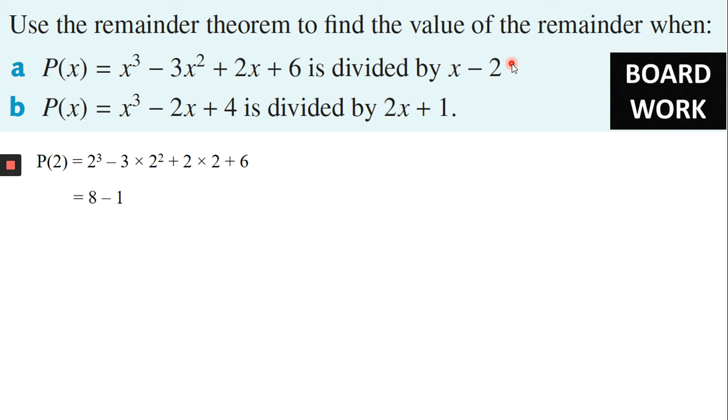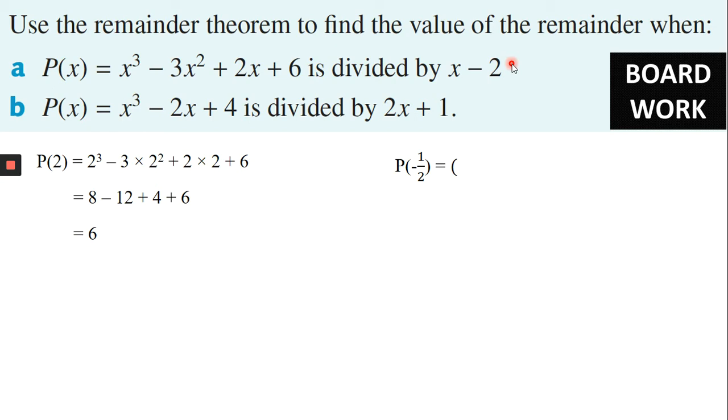2 cubed is 8. 3 times 2 squared is 3 times 4, which is 12. 2 times 2 is 4, plus 6. And that comes out to be 6. So we'll use the remainder theorem to find the value. The value is 6.